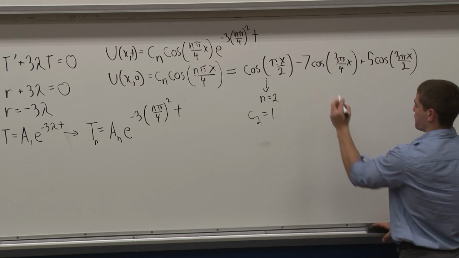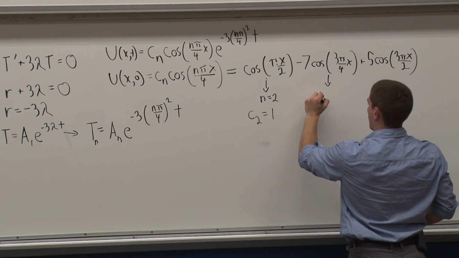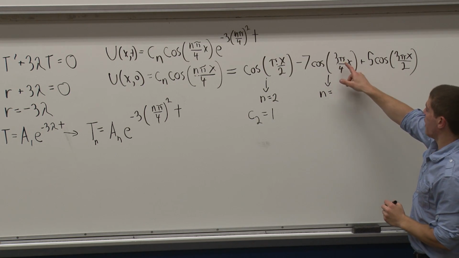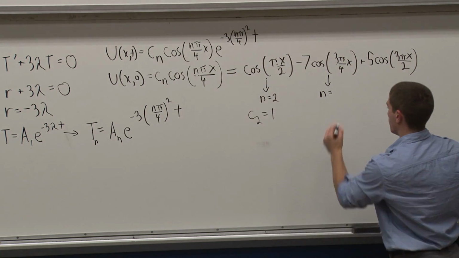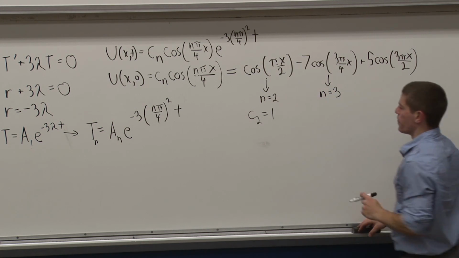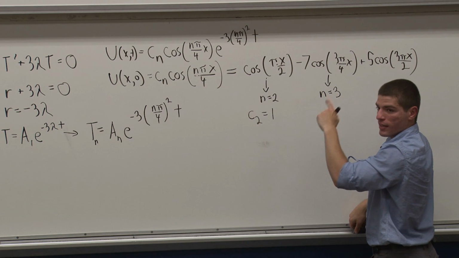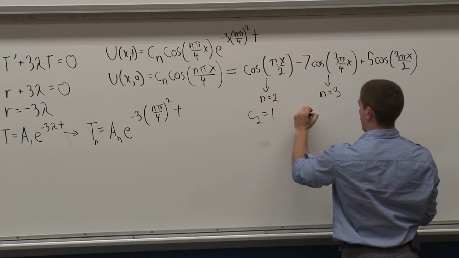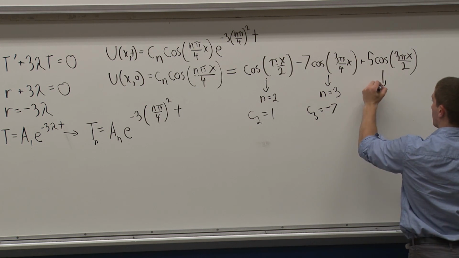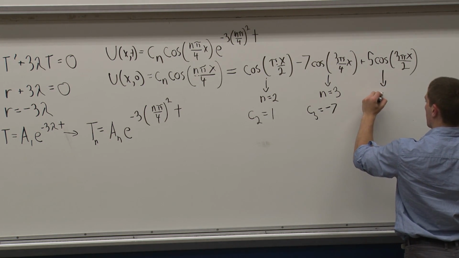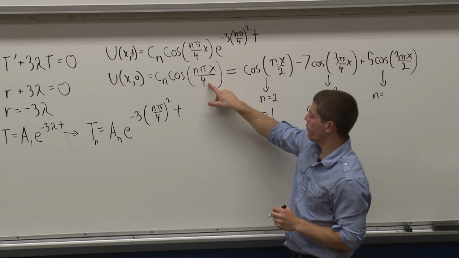All right, next one. What about this one? Oh, that's an n. You have 3 pi x over 4 and n pi x over 4. n is going to equal 3. So if n equals 3, that means this value, negative 7, is going to be our C3. C3 equals negative 7.